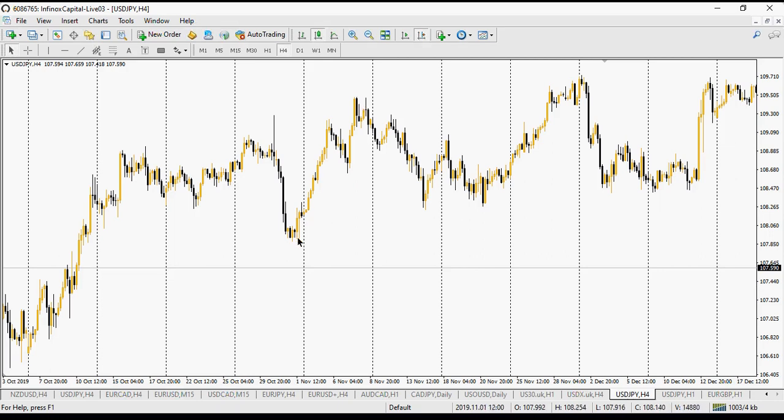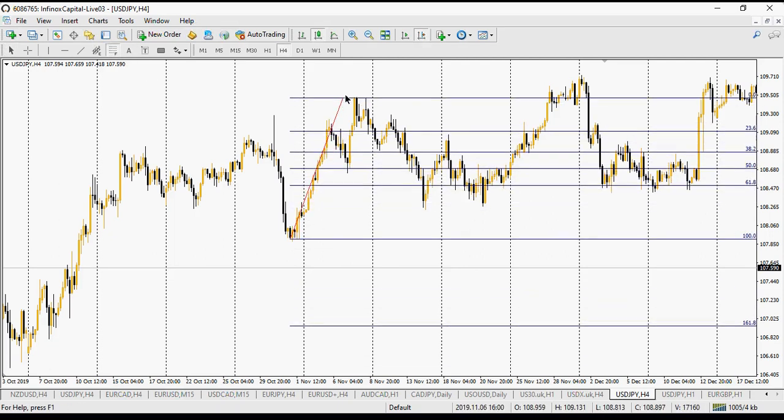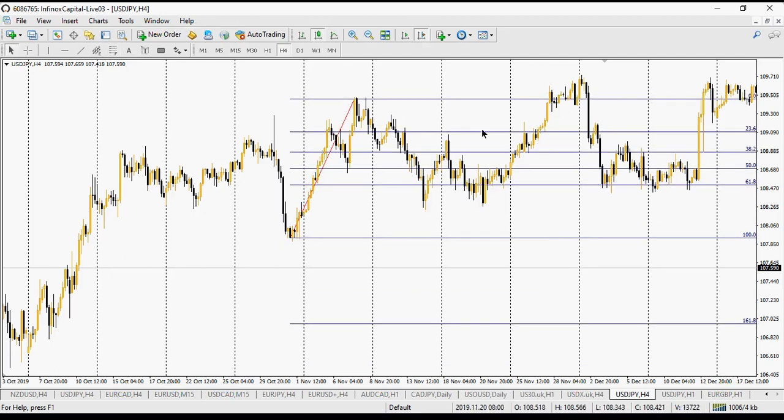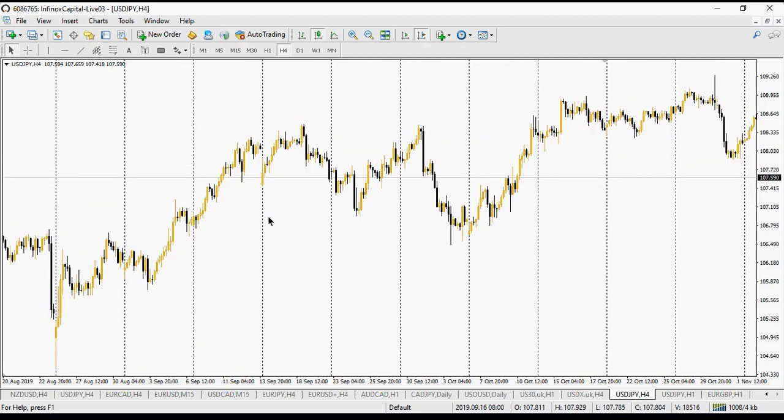Look at this move from here to here, and let's see where the market retraces. Market came below 61.8 before it moved. I'm going to show you the levels I add to my own.